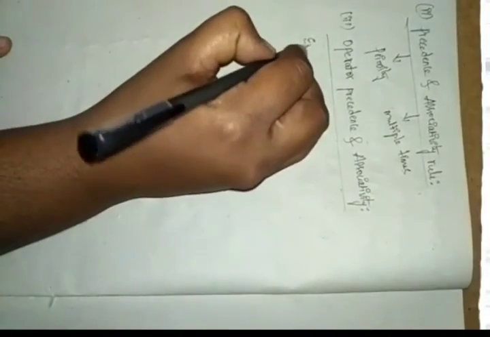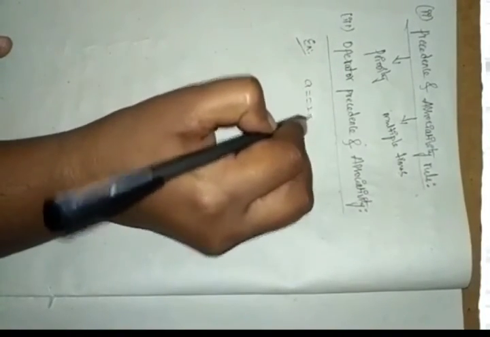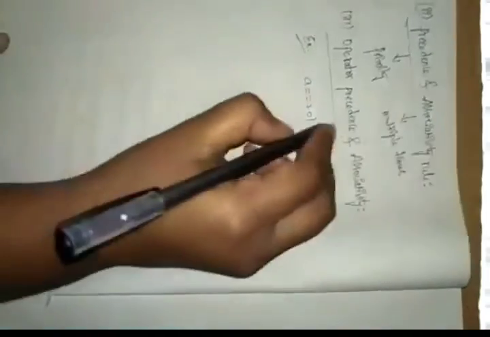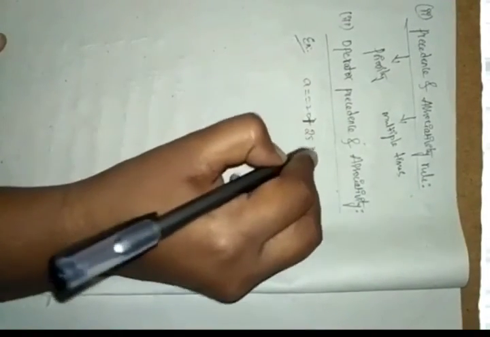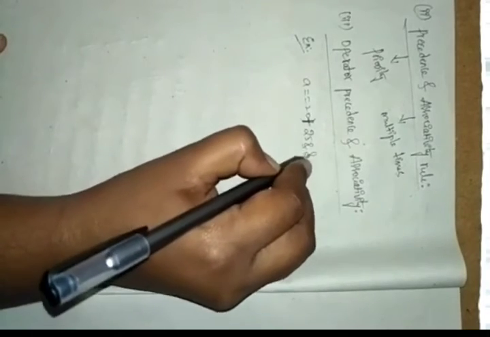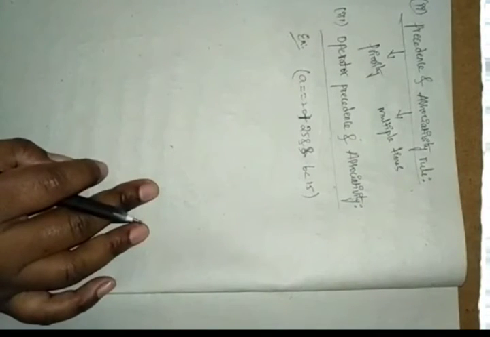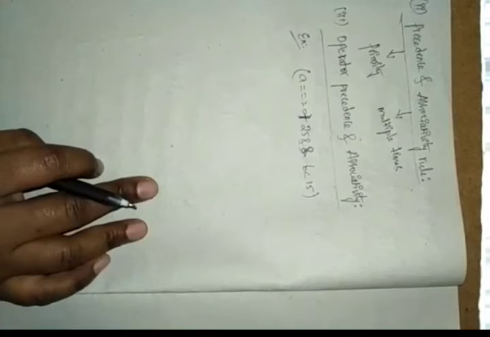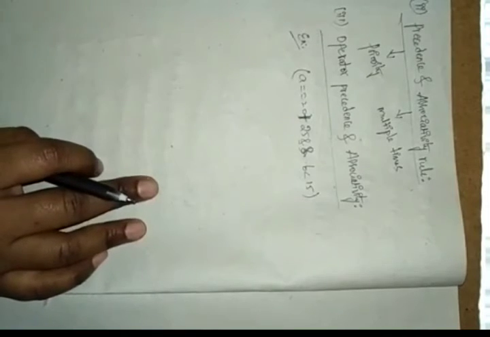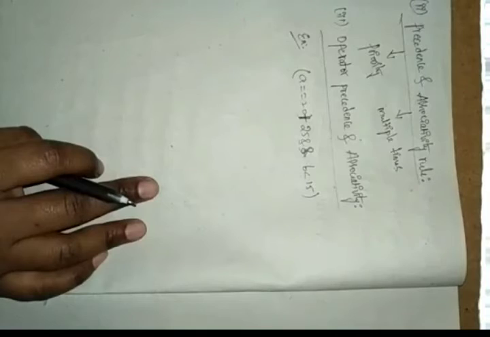Whatever you are performing can be performed left to right. Suppose we take one example: a equal to 20 plus 25, and the operator b less than 15. Any expression you can take, not only plus and minus; logical, relational, every operator can be included in this.